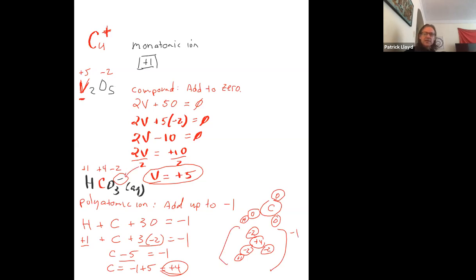Okay. So that's how you assign oxidation states or oxidation numbers. And again, the reason that we do this is that if an atom or an element changes its oxidation number from reactant to product, that tells us it's a redox reaction. So an example of that would be CH4. I'm going to show you an example.